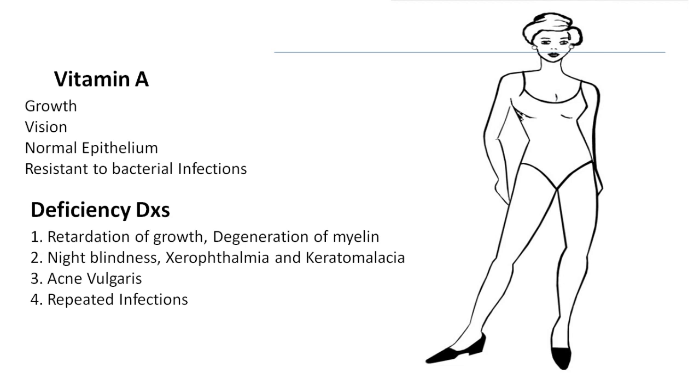Now what will its deficiency cause? Its deficiency will cause retardation of growth, as I have told you, and degeneration of the myelin. I have told you that it is essential not just for the growth of the body but also for the growth of the mind. So if there is deficiency of vitamin A, it will lead to degeneration of myelin. Now, vitamin A is essential for vision, so if you don't have vitamin A, you will get diseases of vision, for example night blindness, xerophthalmia and keratomalacia.